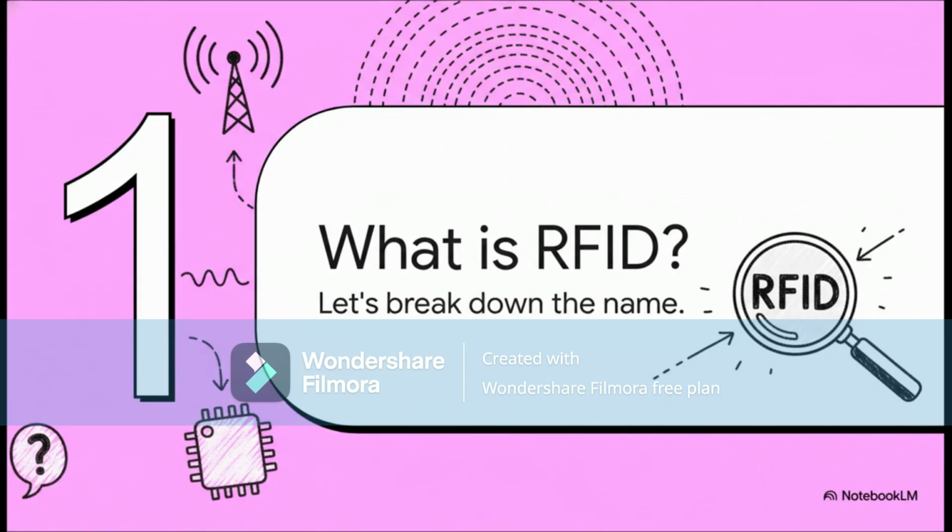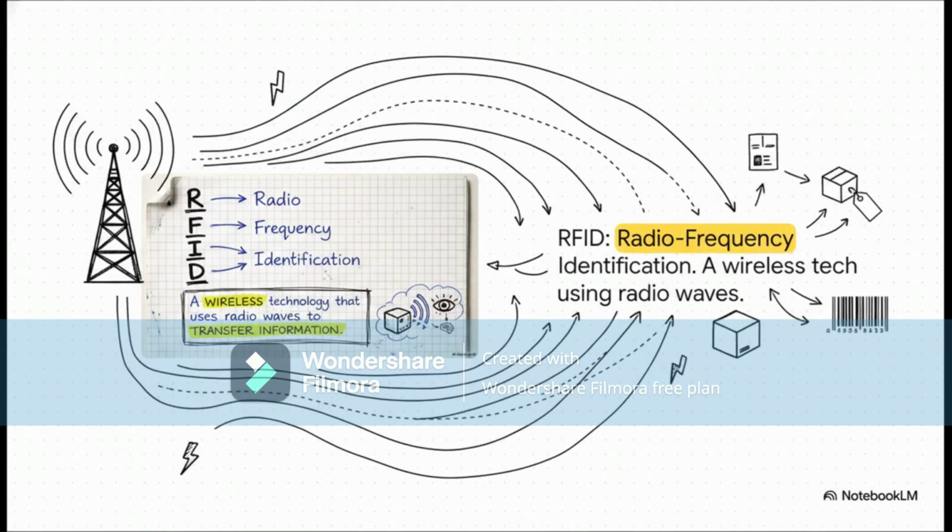Okay, so first things first, what in the world is RFID? The best way to get a handle on it is to just break down the name. RFID stands for Radio Frequency Identification. The R is for radio, F is for frequency, which is really just another way of talking about radio waves. And then ID is for identification. So when you put it all together, RFID is basically a wireless tech that uses radio waves to send information and identify stuff. Pretty simple, right?